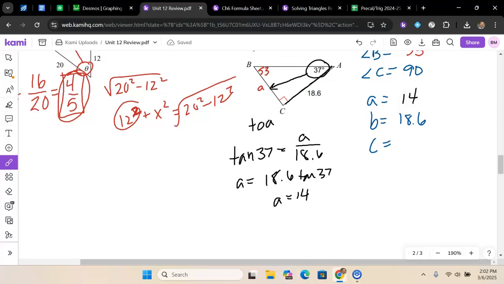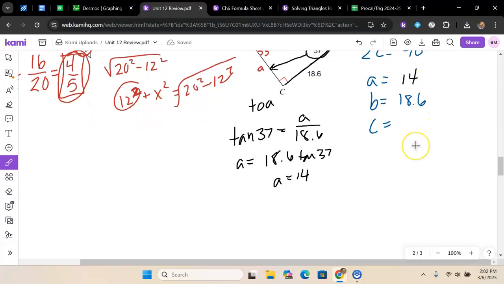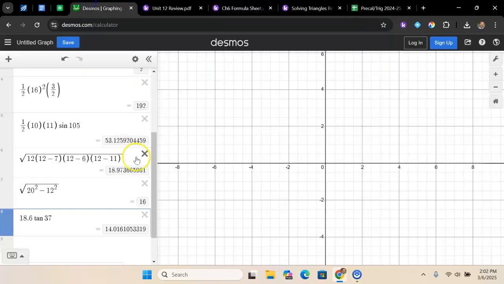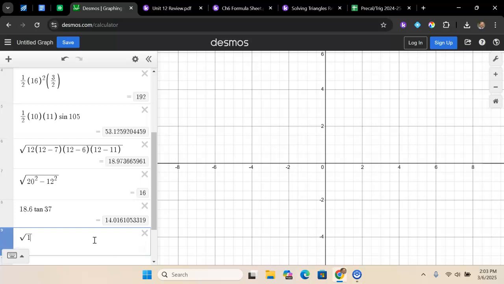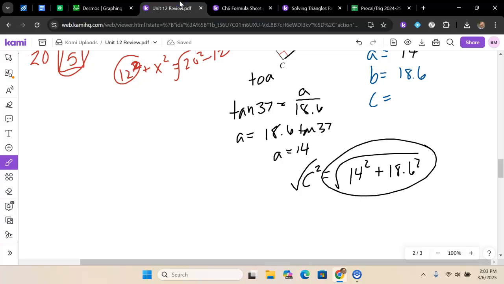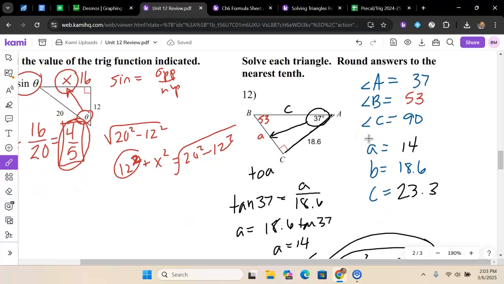And then once I had that, again, there's lots of different ways you can get this, but I think with a right triangle, to get the hypotenuse, I just prefer to use the Pythagorean theorem. So C squared is going to equal 14 squared plus 18.6 squared, and I would just take the square root of that, plug that into the calculator, and that's going to give us our hypotenuse. So square root of 14 squared plus 18.6 squared, which gives us 23.3-ish. 23.3. And now I have every angle and every side length, so I'm done.